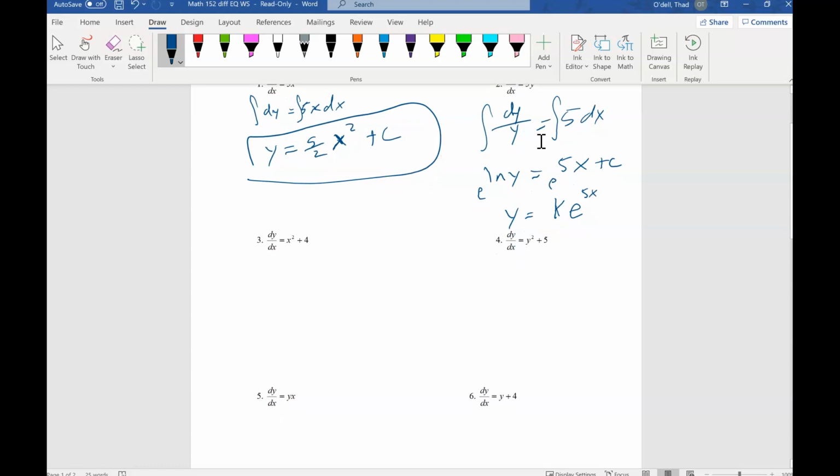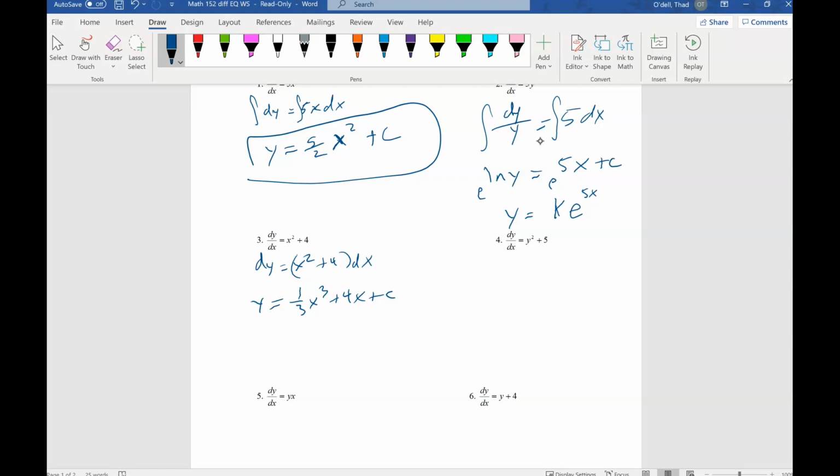Okay, number 3. Looks like there's no y's on this side, so I just got to get the dx over. So that's dy is equal to x squared plus 4 dx. And I integrate both sides, and I get y is equal to 1/3 x cubed plus 4x plus c. And y is already by itself, so I'm good.